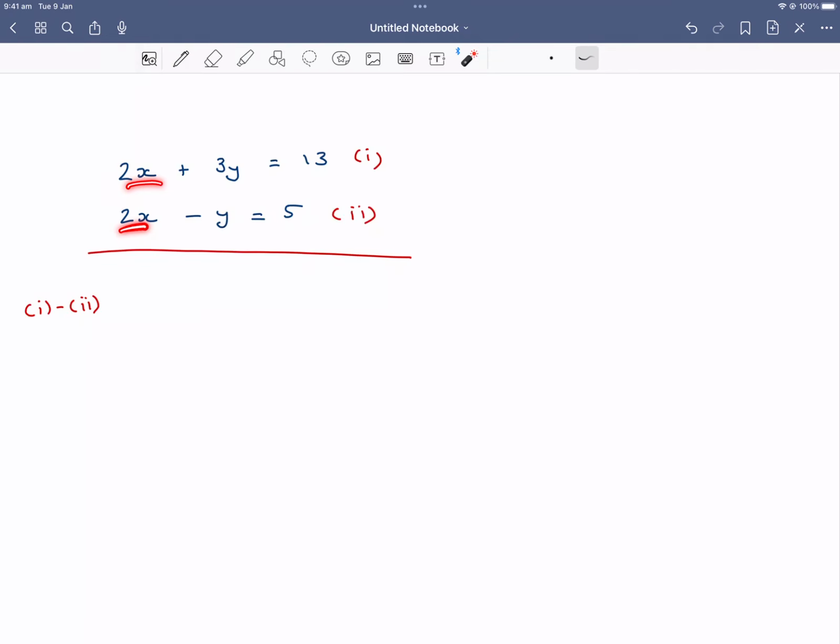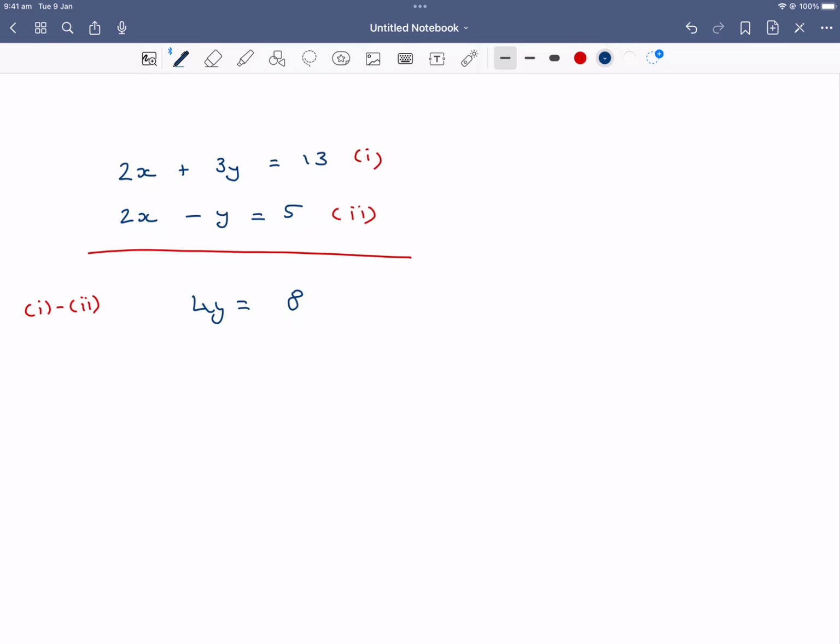So 2x take 2x, that eliminates that, which is perfect. 3y take y, so again, be careful of the negatives. 3y take negative y. When you've got two negatives next to each other, it becomes a positive, so it's actually 3y plus y, which is 4y. So we have 4y, and this one's nice and easy. 13 take 5 is 8.